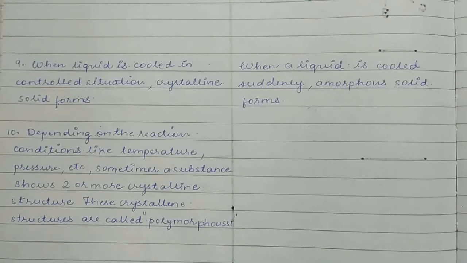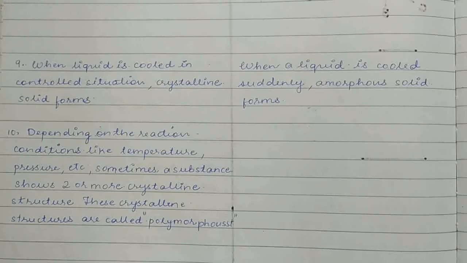So, did you understand the meaning of this statement? It means that the same substance, at different conditions like temperature, pressure, etc., shows two or more crystalline structures. These crystalline structures are called polymorphs of each other. So this is all about the differences between crystalline solids and amorphous solids.